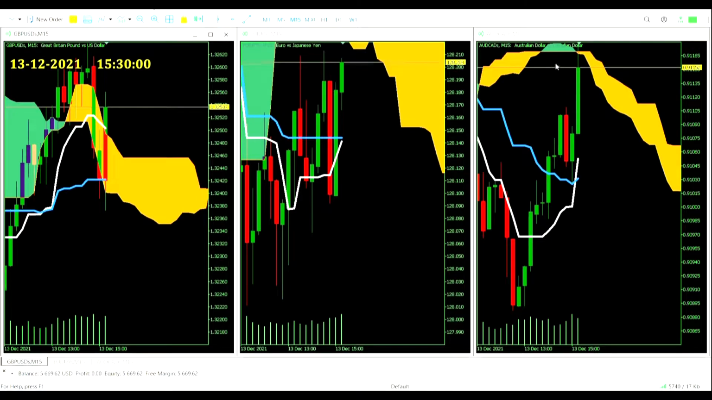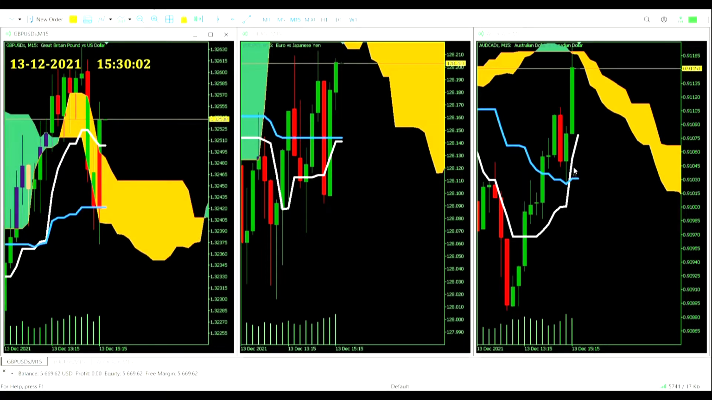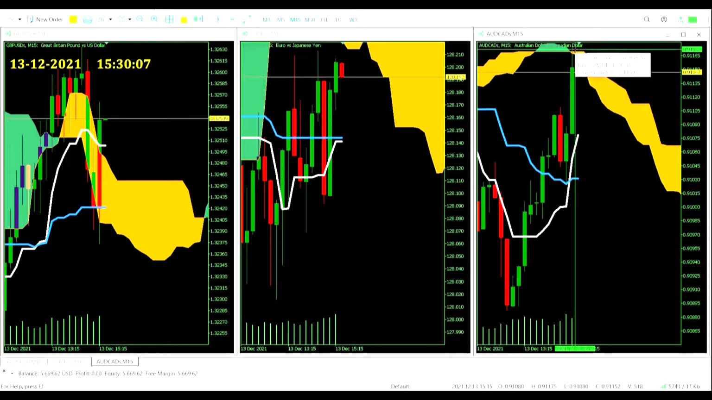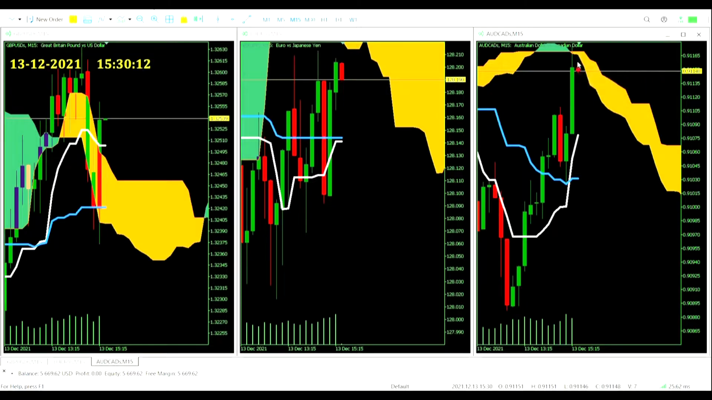3:30, looking at the Australian dollar, Canadian dollar, Tenkan-sen has just closed above the Kijun-sen for the first time. And again, it made a sneaky high above the Kumo cloud there. Could have led us into a bit of a bad entry. See what happens with price next there.